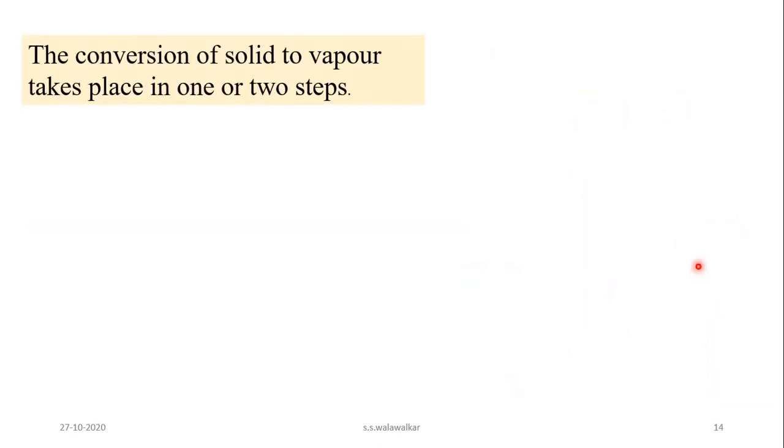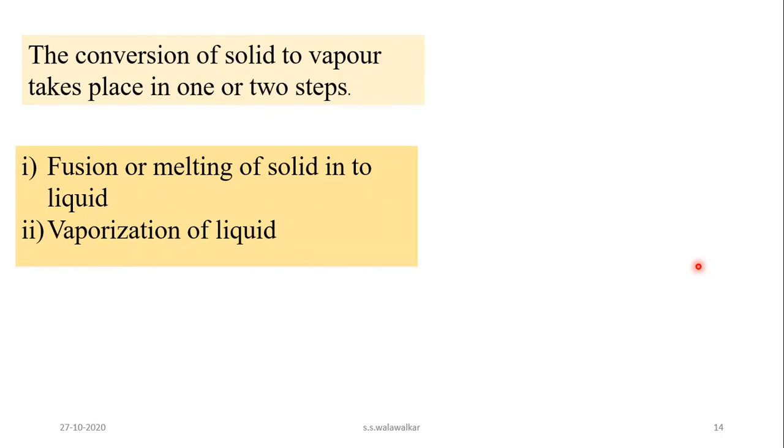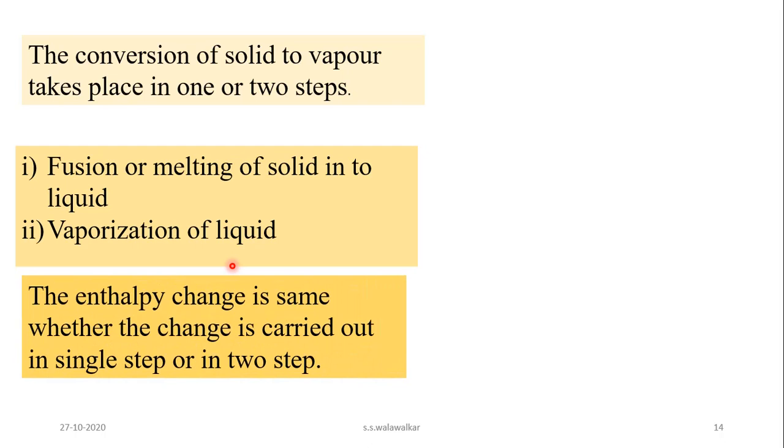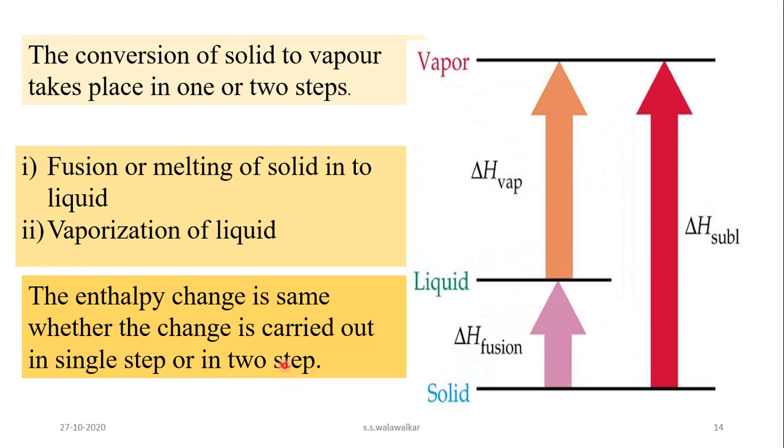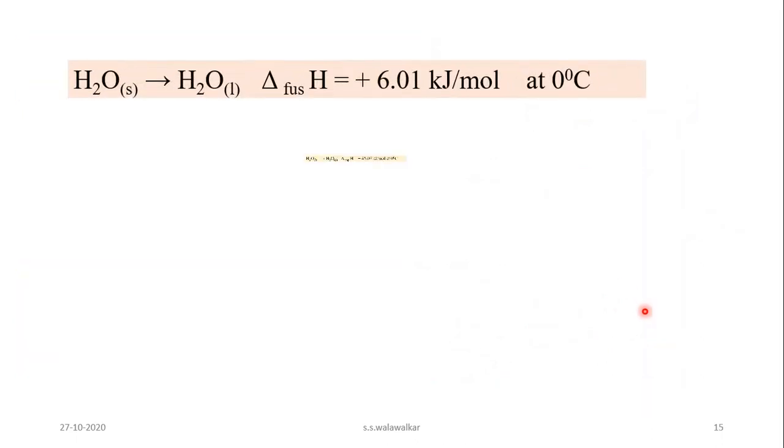How, we will see here. The conversion of solid to vapor takes place in two steps, as we have just studied. First is fusion or melting of solid into liquid, and the second one is vaporization of the liquid. So the enthalpy change remains the same whether you carry out the change in two steps or in one step. So enthalpy change is the same whether the change is carried out in a single step or in two steps.